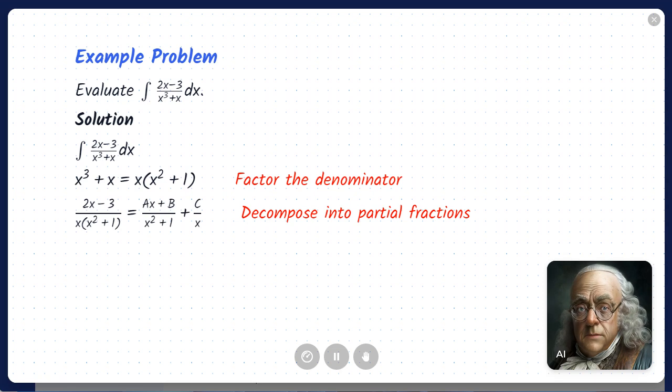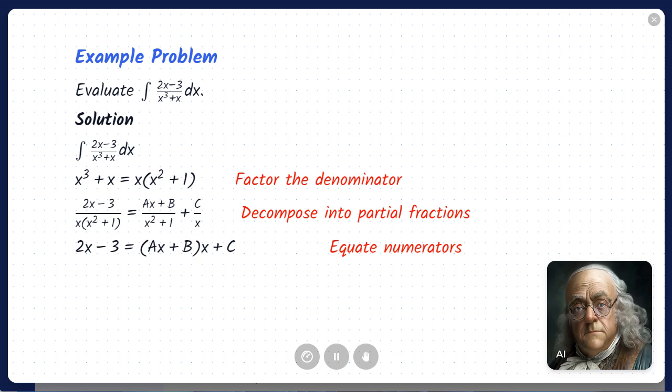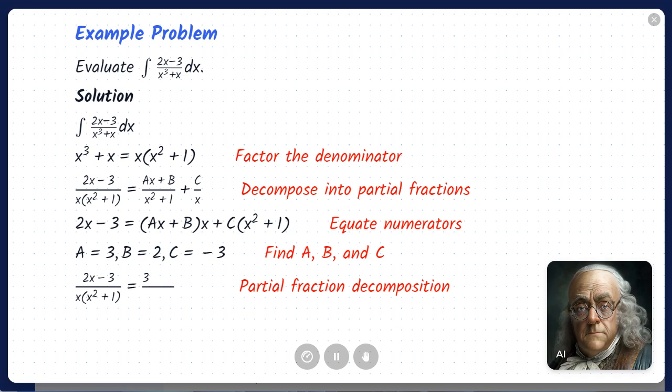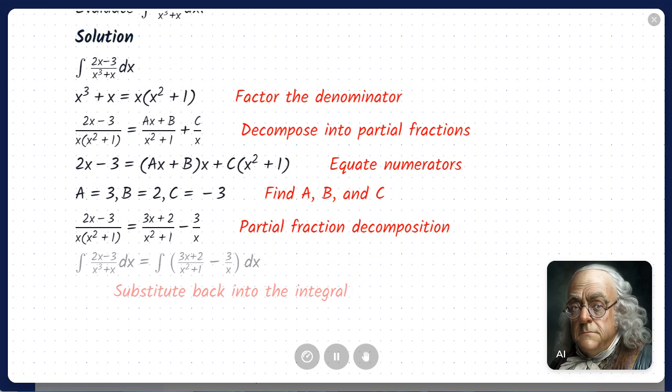Next, we equate the numerators, after getting a common denominator. Now, we solve for the coefficients a, b, and c. After solving, we find that a equals 3, b equals 2, and c equals negative 3. Thus, then, we substitute these values back into the integral. Finally, we solve the integral.